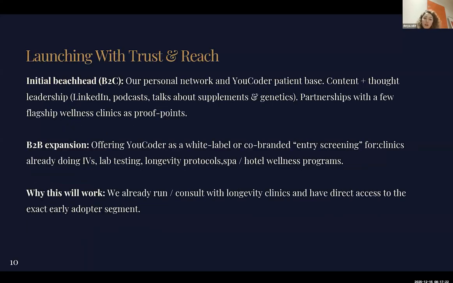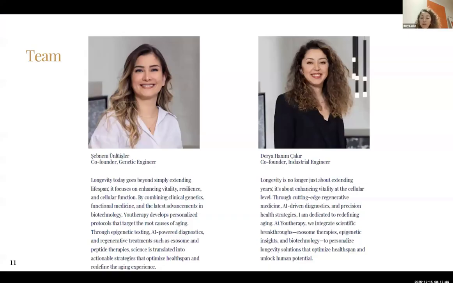So we are going to launch our product with an initial base from our personal network and UCoder patient base, as I mentioned earlier, and B2B expansion will be followed. And we already run and consult with longevity clinics with this tool and have direct access to the exact early adopter segment, so it will work. Our team, as I mentioned, one of the co-founders, Şebnem, is genetic engineer. She has a lot of background and experience in this field. I am an industrial engineer. I have background in business and operation management.